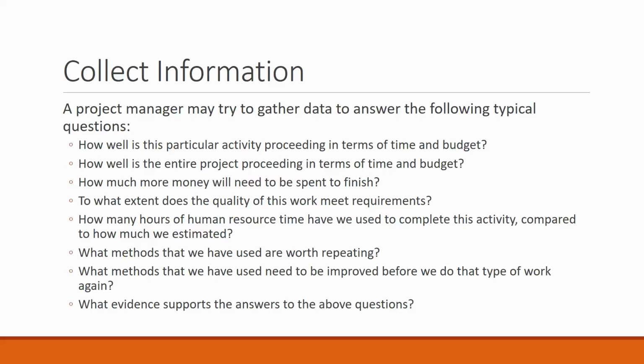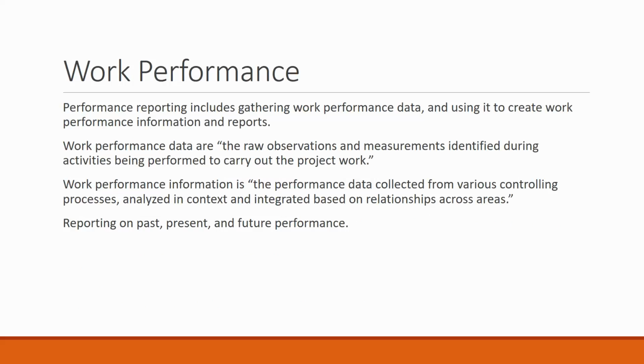How many hours of human resource time have we used to complete the activities compared to how much we estimated? Again, earned value management. What methods have we used that are worth repeating? Lessons learned. What methods have we used that need to be improved? Continuous process improvement. And then what evidence do we have to support? Again, remember, we always need to have evidence to support what we're doing.